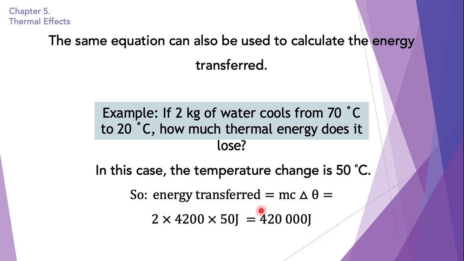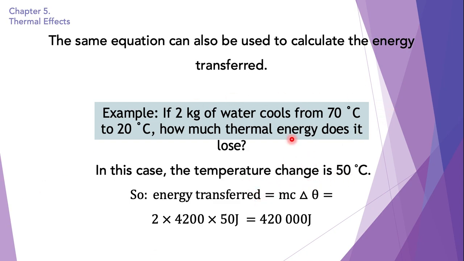So we put in this equation: energy transferred is equal to mc delta temperature, and what we get is 2 multiplied by 4200, because the specific heat capacity of water is 4200 and 2 is the mass given for water, multiplied by the change in temperature, 50. So we multiply all of these together, and what we get is 420,000 joules. So this is the answer to this question.